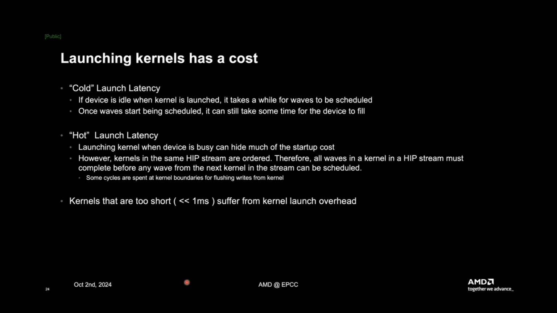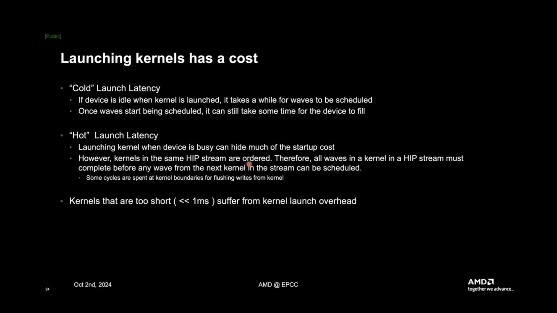Let's say you are launching all the kernels in the same stream. The stream semantics say that all the kernel launches in a stream have to be ordered. Therefore, what that means is no wave in the subsequent kernel can be launched or scheduled until all of the waves of the previous kernel have completed. Now, when the kernel completes, at the kernel boundary there are some things that have to happen, certain flushes, so all the writes from your kernel have to be flushed out to HBM. Those happen at kernel boundaries.